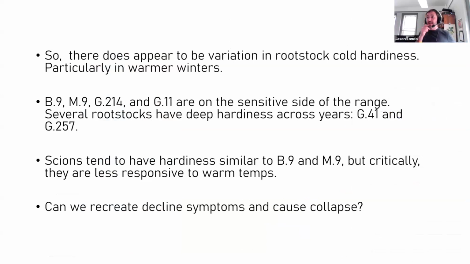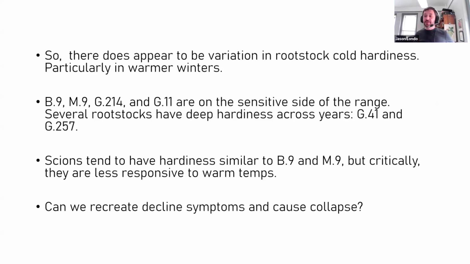So to summarize that, there does appear to be the necessary variation in rootstock cold hardiness, particularly in warm winters, to explain why some trees may be taking freeze damage and some trees may not. B9, M9, G214, and G11 are all on the sensitive side. G41 and G257 are the most resistant from what I've screened. I didn't show you a lot on scions. They tend to have hardiness similar to B9 and M9, but they are much less responsive to warm temperatures. So in this particular case, the scions are not the weak point in the grafted tree.